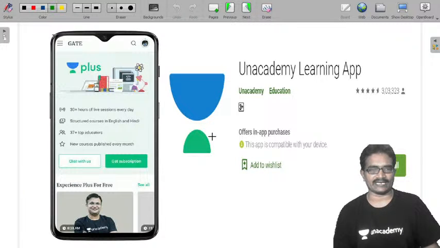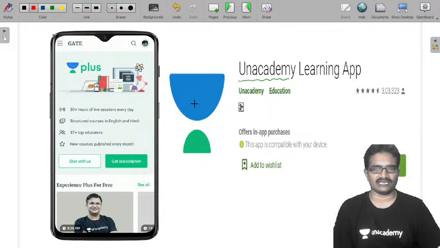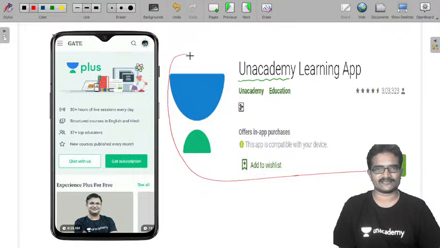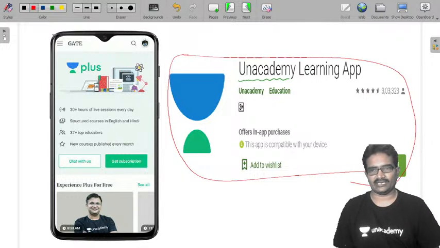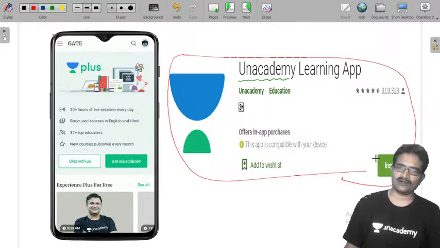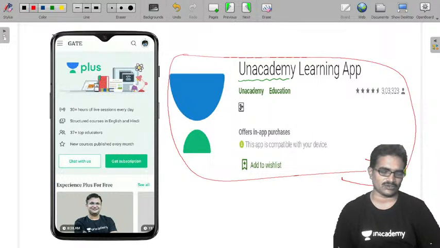First, we check how to get the Unacademy learning app onto our device. For that, just go to the Play Store on your device and type Unacademy in the search. Then just click on the install button. By clicking on this install button, it will install the Unacademy learning app onto your device.